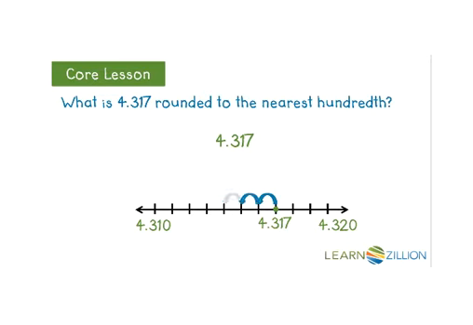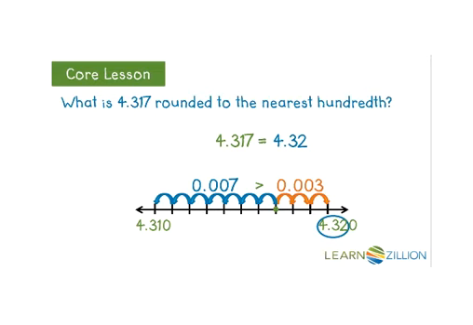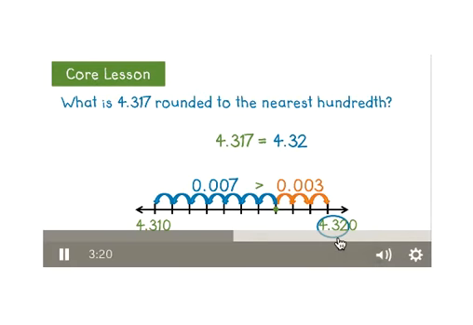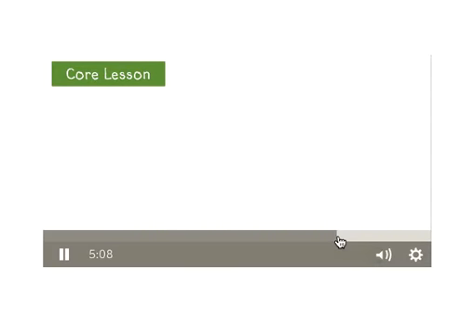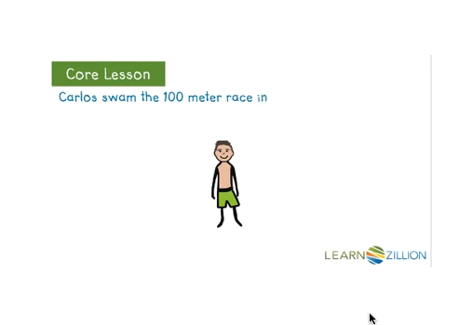The distance from 4 and 317 thousandths to 4 and 310 thousandths is 7 thousandths. The distance from 4 and 317 thousandths to 4 and 320 thousandths is 3 thousandths. 3 thousandths is less than 7 thousandths, so 4 and 317 thousandths will round up to 4 and 320 thousandths. Since we're rounding to the nearest hundredth, we say 4 and 317 thousandths rounds to 4 and 32 hundredths. But let's go back to our original problem.